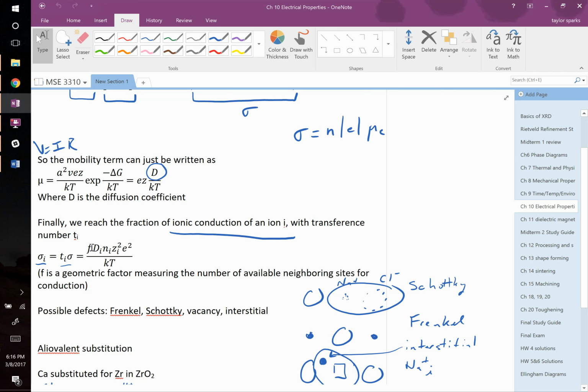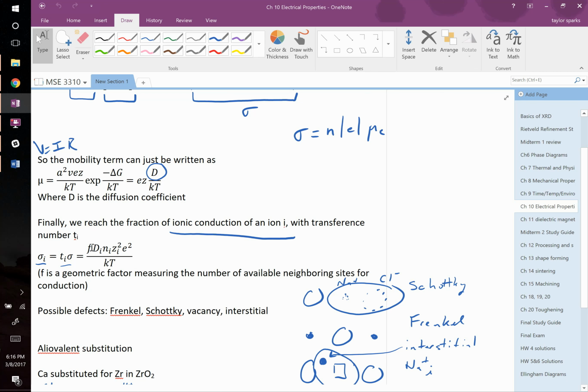Plus, in this case, it's surrounded by 4 neighbors in plane, and then one above, one below. So it's got 6 options where it can go, right? So 1/6 of those would actually move in the right direction. So those geometric factors have to do with how many of the possible hop directions give you the right direction. Technically, this can be fractions, like 1/6 or whatever. We're going to assume 1 for right now, right?